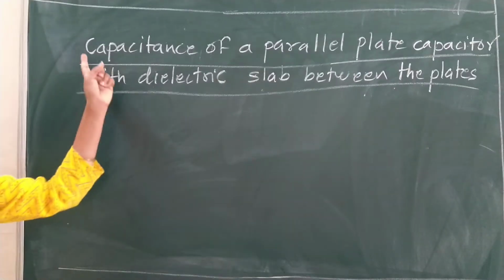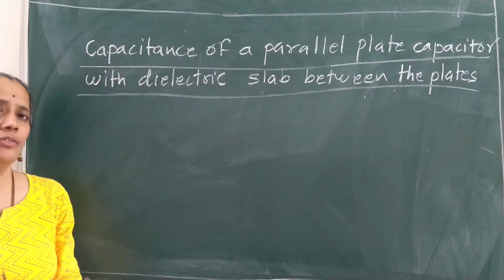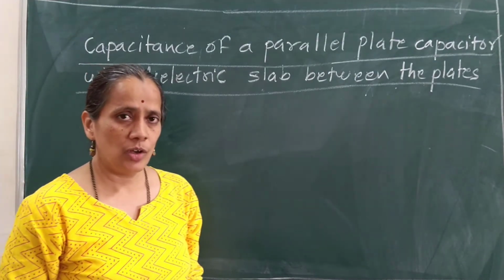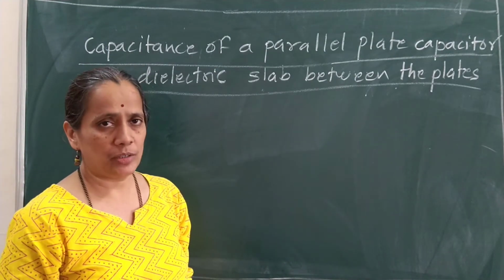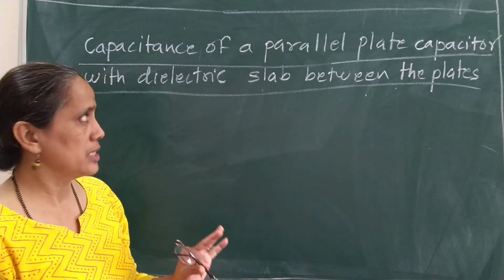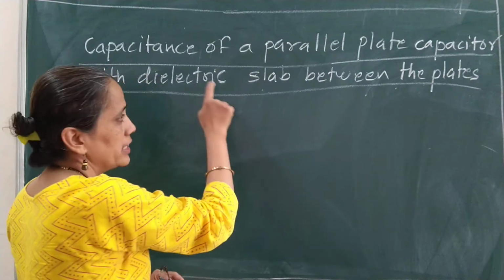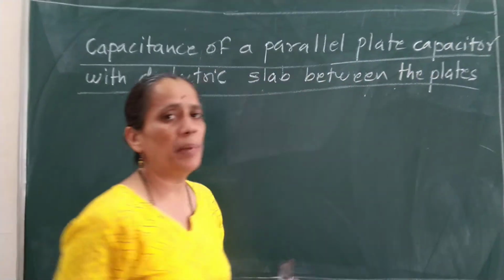Okay, now in the previous lecture we have seen the capacity of a parallel plate condenser. So that part we have already finished. Now today we are going to consider the capacitance of a parallel plate capacitor with a dielectric slab between the plates.